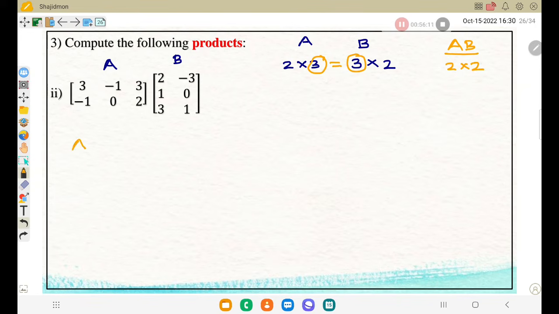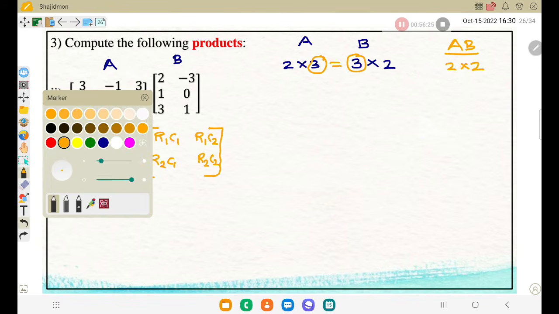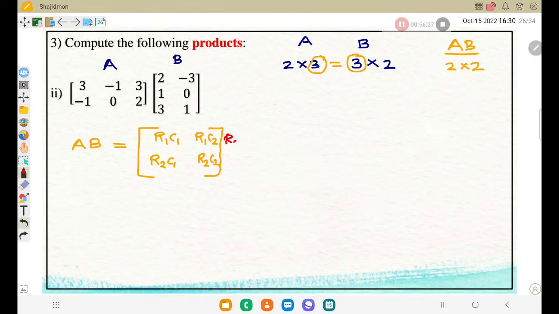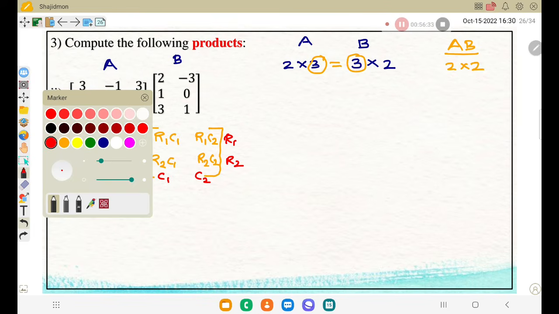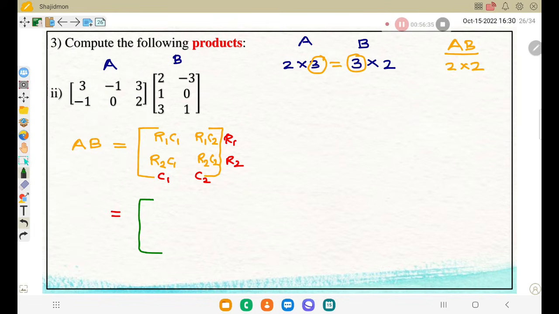So here we need to calculate the AB matrix with 2 by 2, 2 rows and 2 columns: R1 C1, R1 C2, R2 C1, R2 C2, correct? Because we have 2 rows, R1, R2, and 2 columns, column 1, column 2. So we can do this matrix. These 4 numbers we need to calculate.